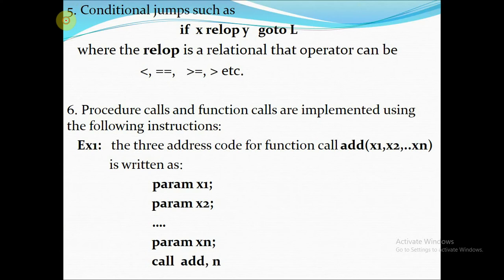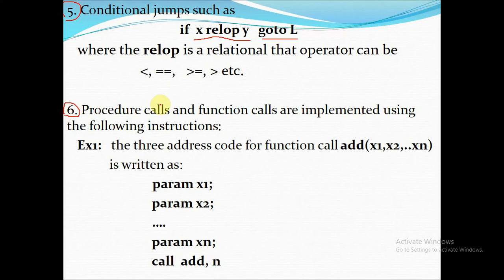Next, conditional jump statements. Here we check the condition first. If X relational operator Y is satisfied, then transfer the control to location L, go to L, otherwise you do not transfer. That is the meaning of it. Here the relational operator can be less than or equal to, greater than or equal to, double equal to meaning equal to, or not equal to, etc.